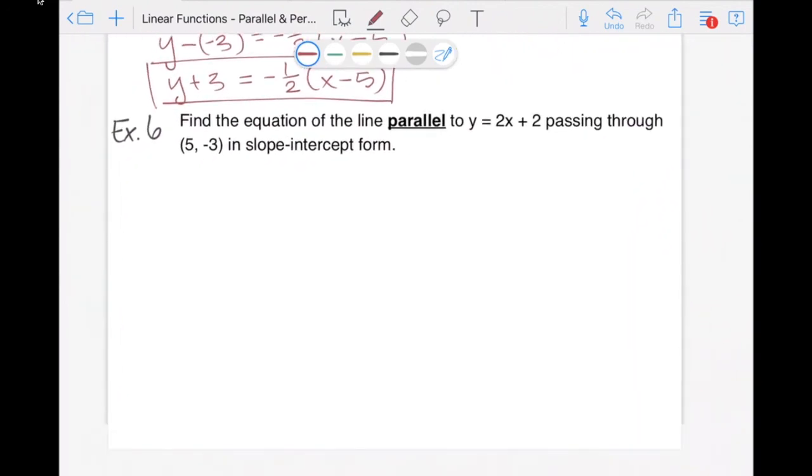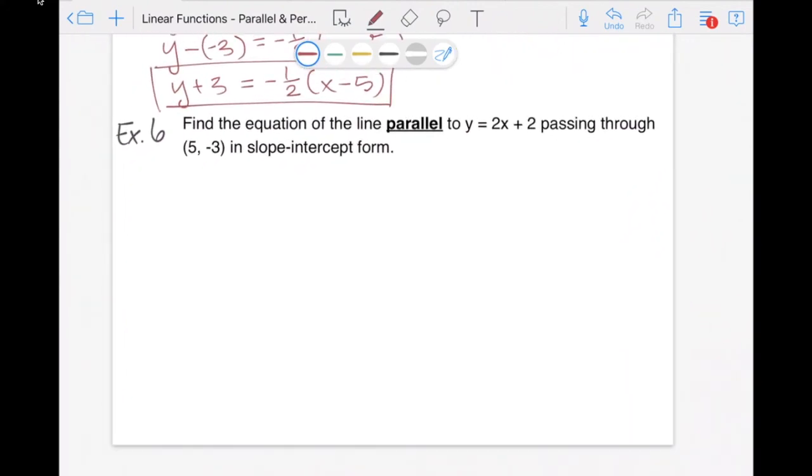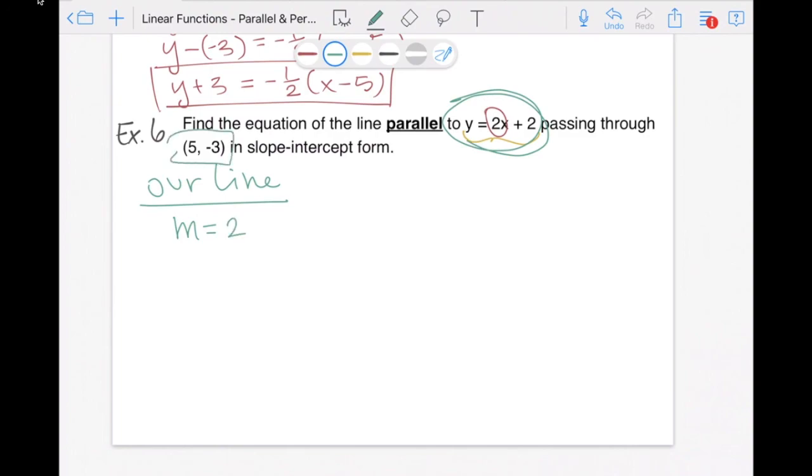Okay, next one. Now we're going to use the exact same original line, but we're going to find a line that's parallel to it rather than perpendicular. So again, the only reason we have that equation is for this number right here. So remember the rule for parallel: parallel lines have the same slope. So our line, the line that we're going to write the equation for, is going to have the same slope as that line. So it's also going to have a slope of 2, and then it gives us our ordered pair that it's going to go through.